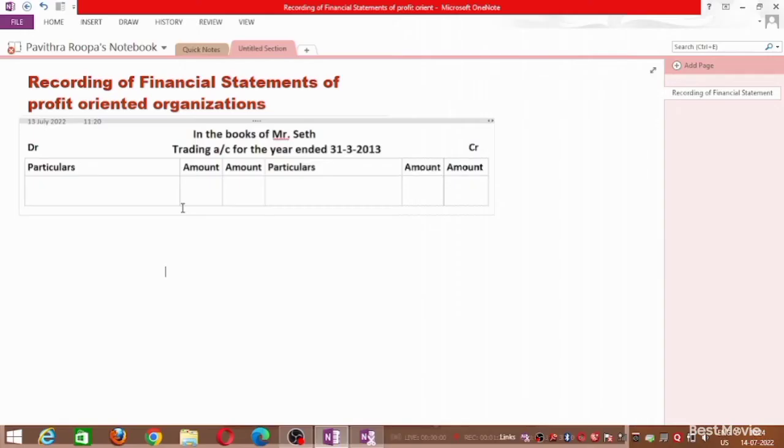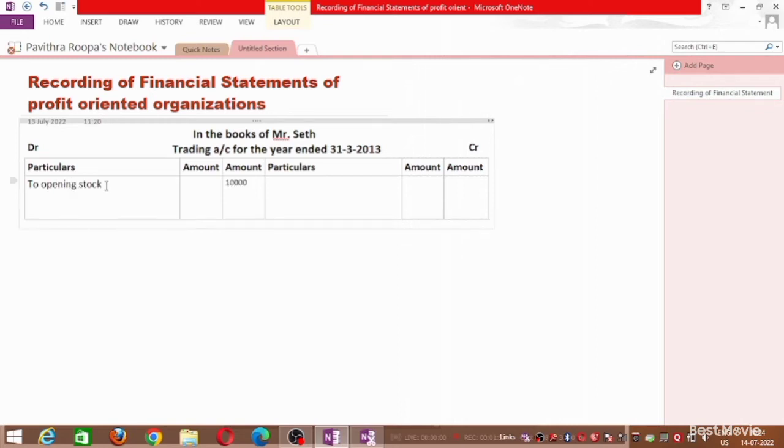So now let's start solving the problem. Here the heading and the format are also really important. In the books of Mr. Seth, trading account for the year ended 31st March 2013. On the left hand side we have to write debit. On the right hand side we have to write credit. We have to start with opening stock. Amount is 10,000.